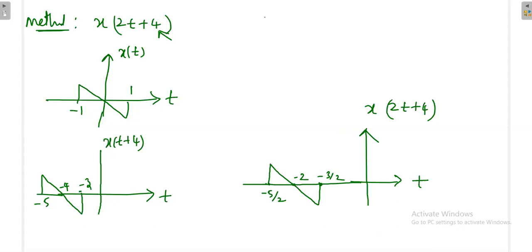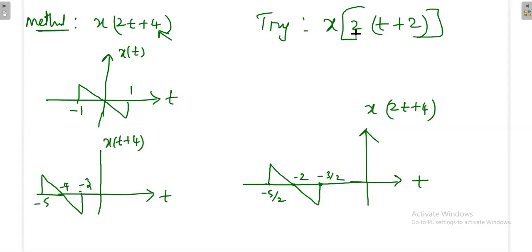Okay, try that. If you take 2 outside, then it will become like this. When it is like this, you can first apply the scaling, then you can apply the shifting. Still you will get the same answer.